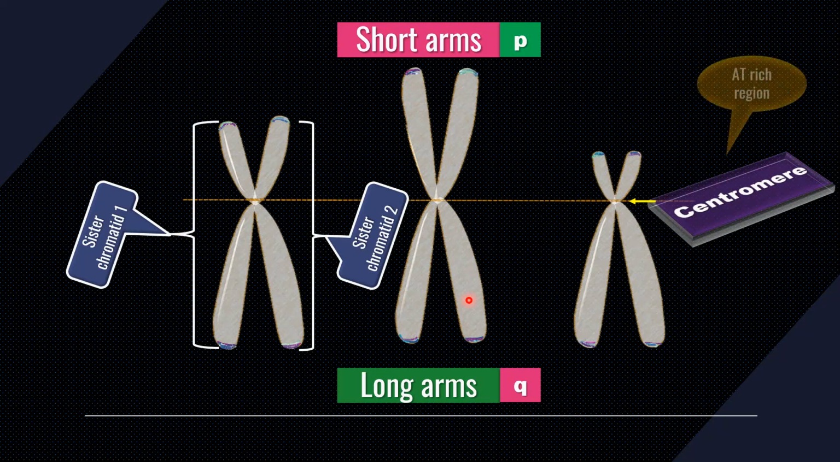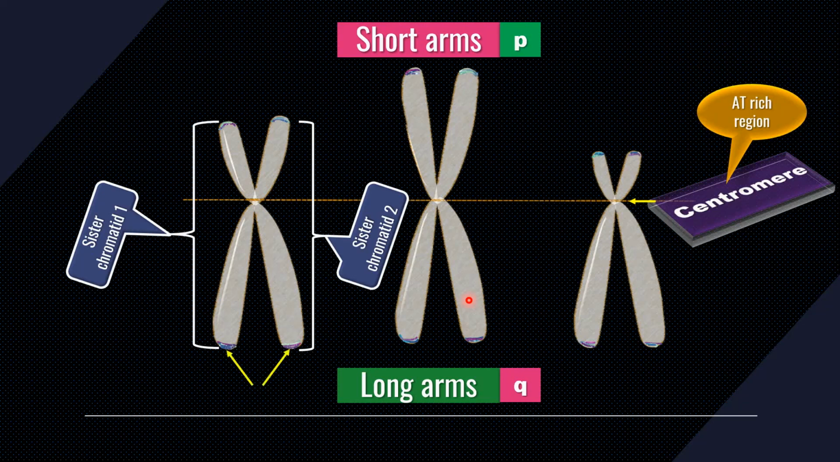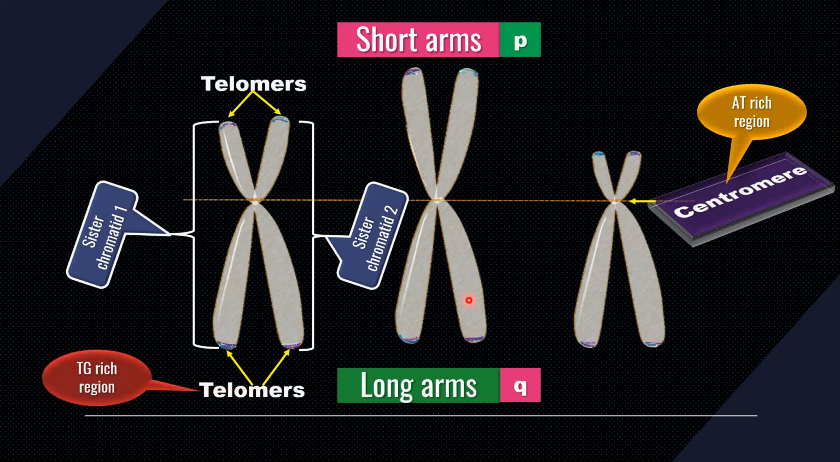Now the centromeres are rich in adenine and thymine residues, and at the periphery or the ends of the chromosomes, both in short arms and long arms, we can see a region called telomeres. They are relatively rich in thymine and guanine residues.